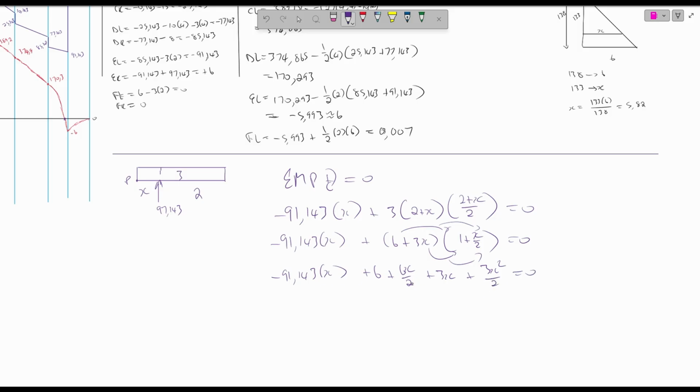Now let's add the like terms. We have 3x plus 3x is 6x, and then minus 91.143 plus 6. So we have minus 85.143 x plus 1.5 x squared plus 6 is 0. Then you have a quadratic equation.